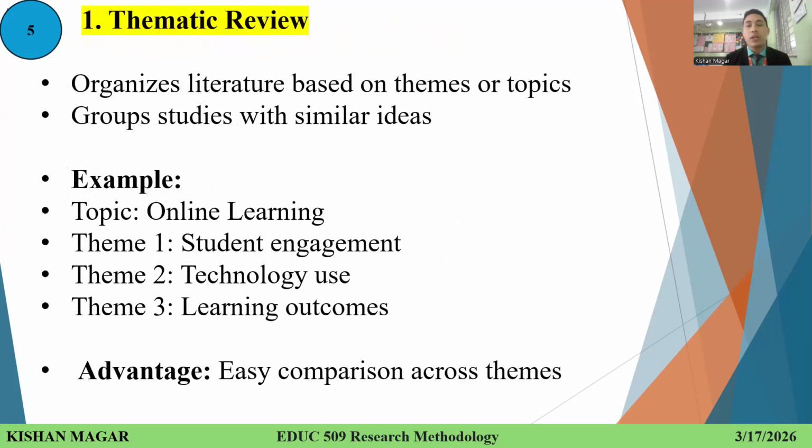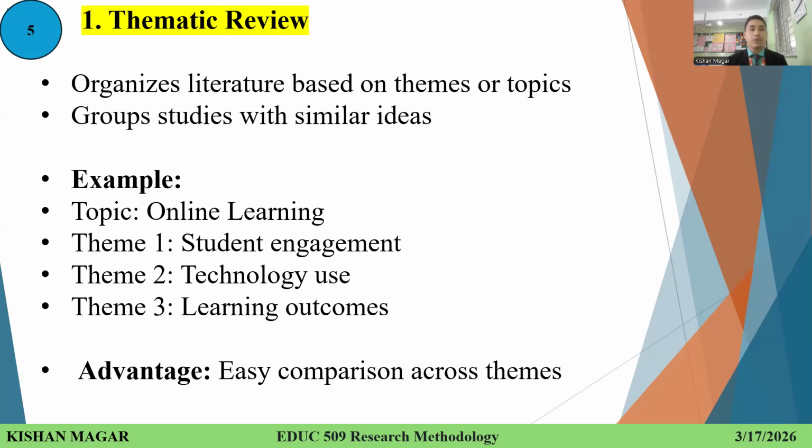Okay, so first of all, now I'll be talking about the types of literature review. The first one is thematic literature review, and it organizes the literature based on themes or topics. As the name suggests, it is based on theme or specific topics. So it groups studies with similar ideas in this kind of thematic review.